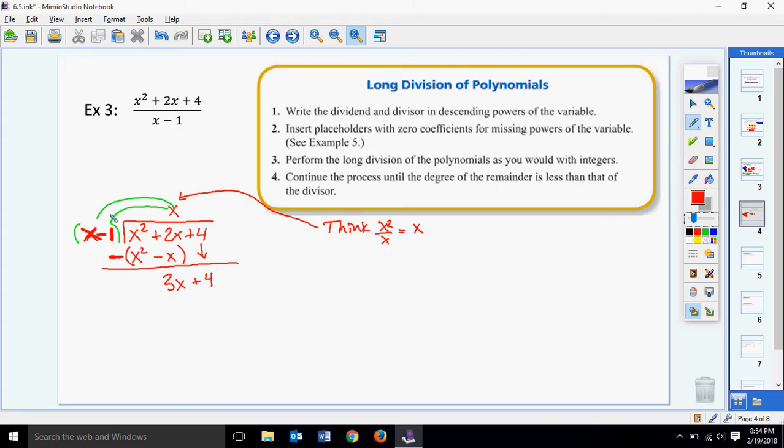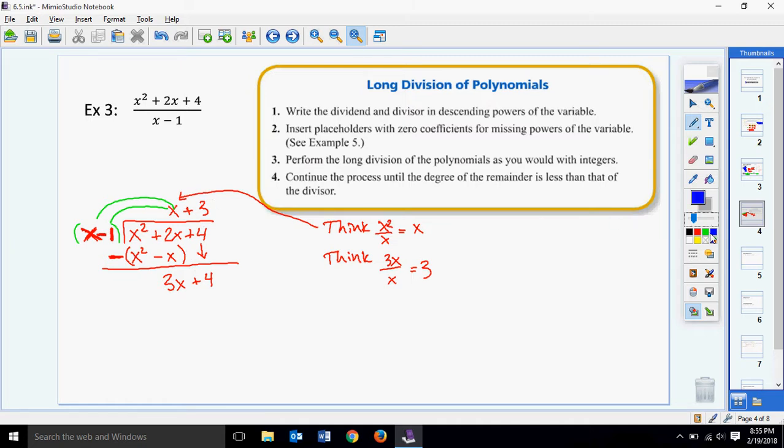Now I'm going to ask myself, what do I need to multiply x by to get 3x? So what I want you to think here is, 3x divided by x equals what? And the answer, 3x divided by x, the answer would be 3. So I need to write a 3 up here.